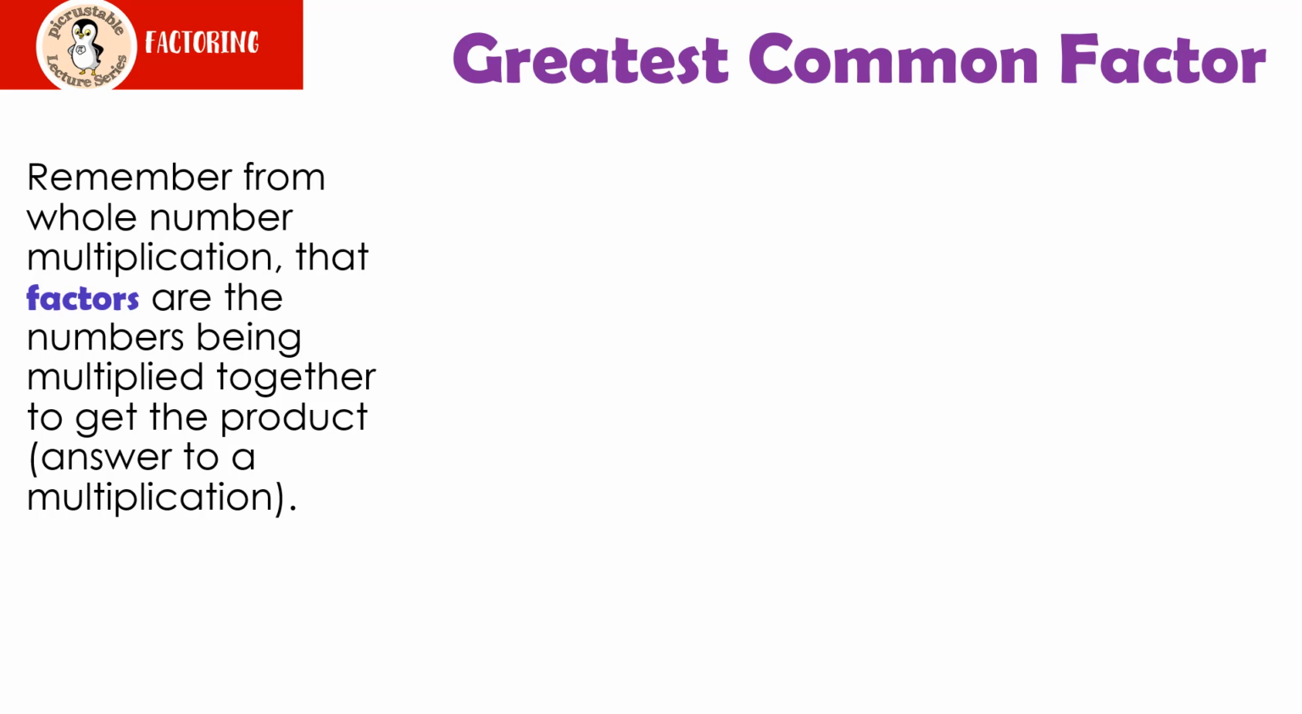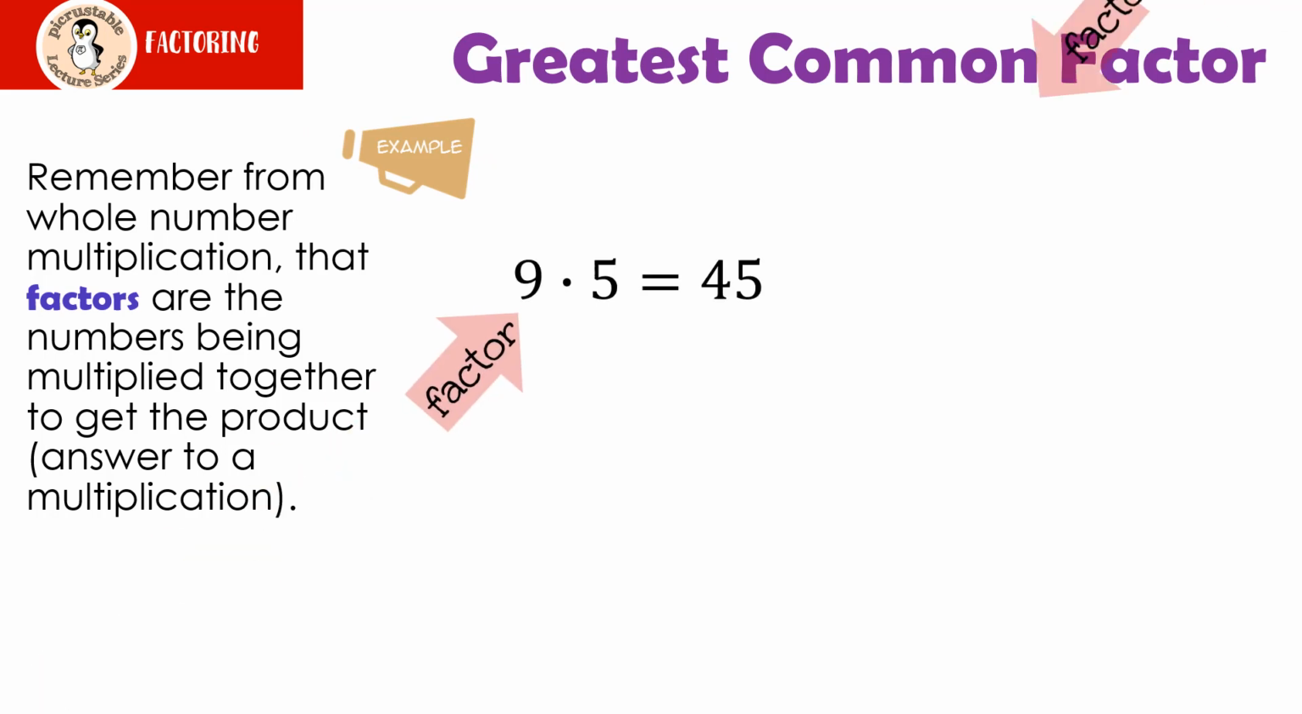Remember from whole number multiplication that factors are the numbers being multiplied together to get the product, the answer of a multiplication. Let me show you some examples. 9 times 5 equals 45. 9 is a factor, and 5 is a factor, because we're multiplying them together to get our answer, the product.